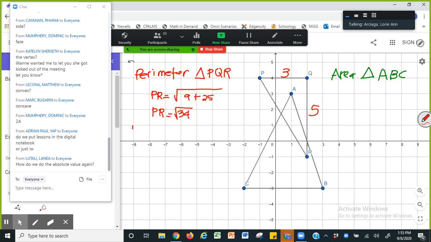So that means the perimeter will now be equal to 3 plus 5, which are the numbers you got, plus the square root of 34. So if you add like terms together, that's 8 plus square root of 34. There you go. Nice one, Matthew.